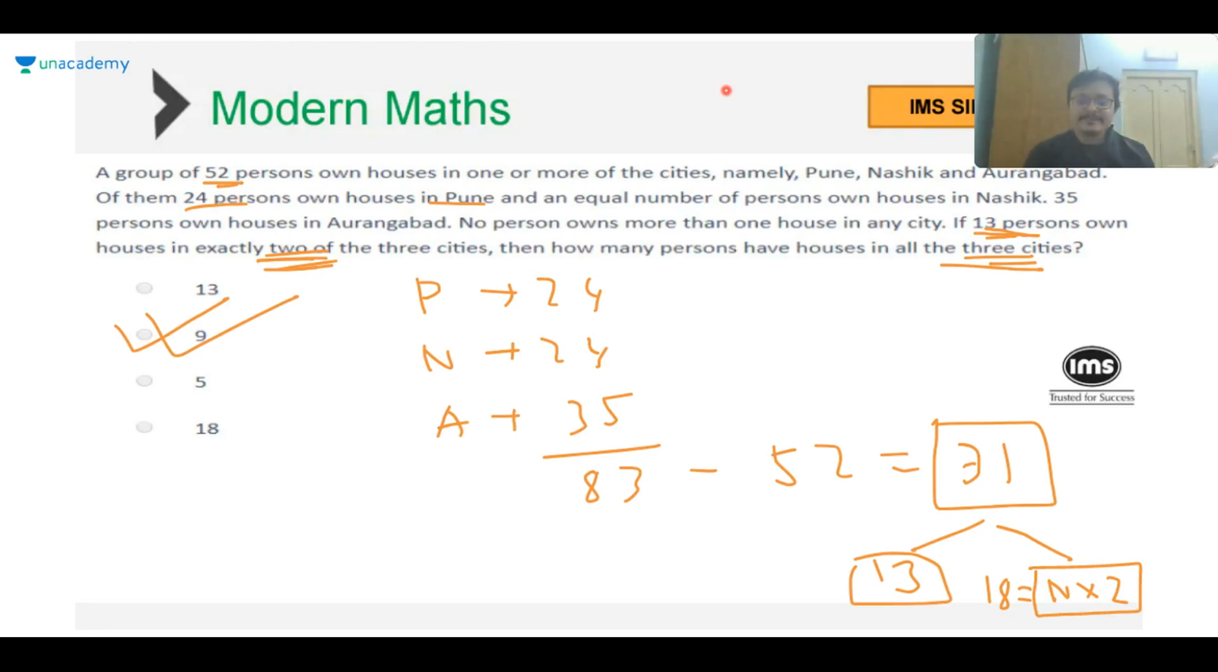So these 9 people are having two extra counts that are generating an extra count of 18, whereas 13 people are having two cities, which means they're generating an extra count of 13, accounting for a total extra count of 31 over and above the original 52 people, which is why the total count for all people together is 83. So the answer is 9. Is this clear to everybody?